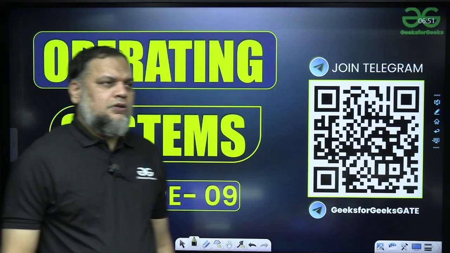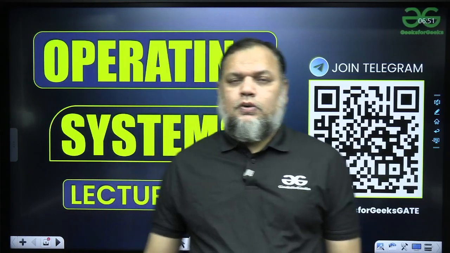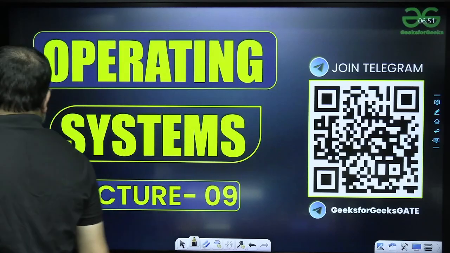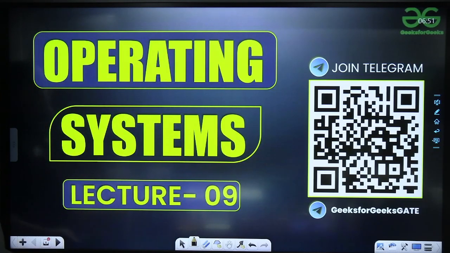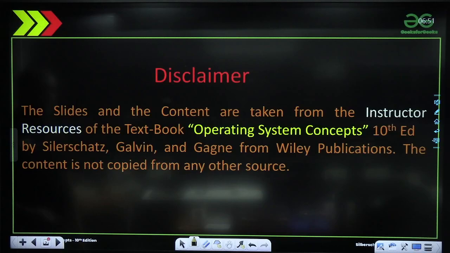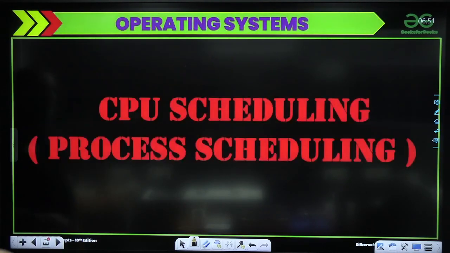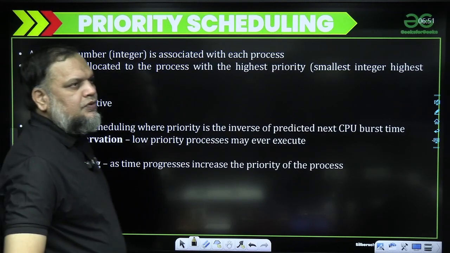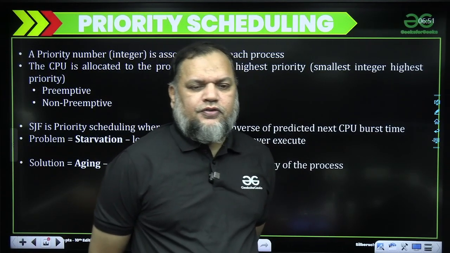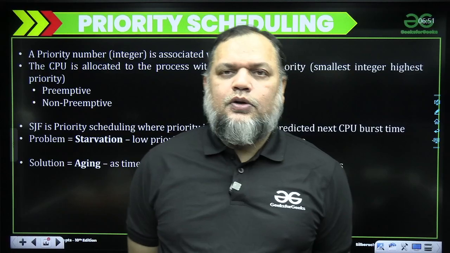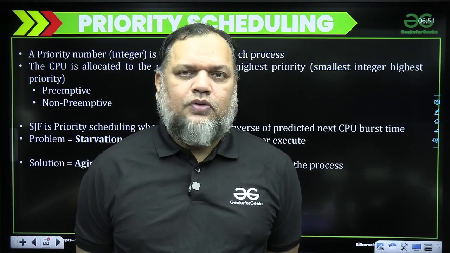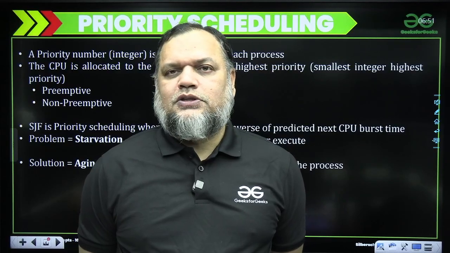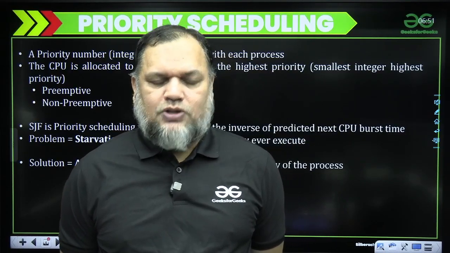In today's lecture, we are going to look into another scheduling algorithm, which is called priority-based scheduling. This is lecture number 9 in the operating system series. And this is the usual disclaimer, and this is the topic. The scheduling technique is called priority-based scheduling, and this is a realistic one, which is used in many contemporary operating systems, and in real-time operating systems as well.